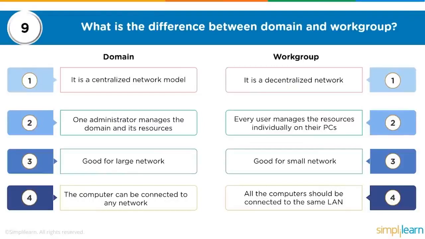The computer can be connected to any network. That means you can be on the internet, and through the internet using a VPN, you can connect to your corporate network, authenticate in, and get access to whatever resources you are allowed to access. Whereas in a work group, you have to be a part of that network to access that particular network. If you change your location, you go and connect to another Wi-Fi, you will lose access to your previous Wi-Fi.